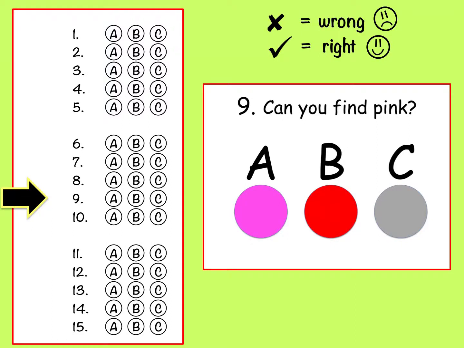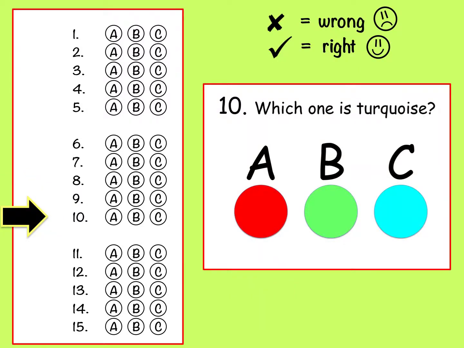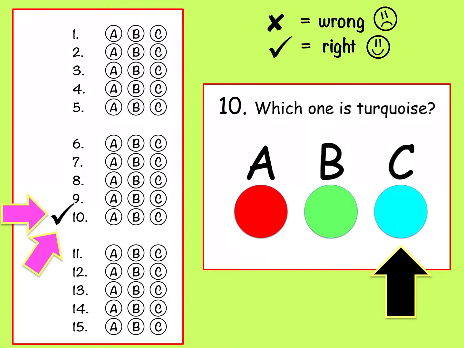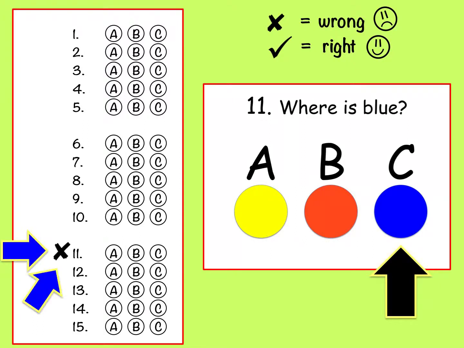9. Can you find pink? A is pink. Put an X for wrong and a check for right. 10. Which one is turquoise? C is turquoise. Put an X for wrong and a check for right. 11. Where is blue? C is blue. Put an X for wrong and a check for right.